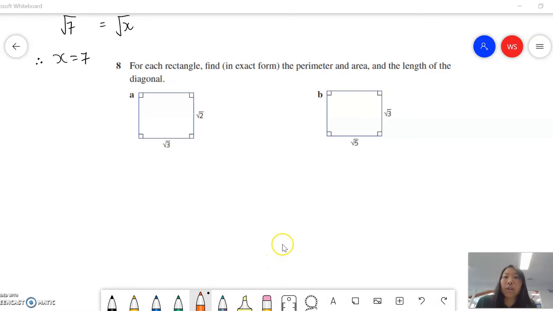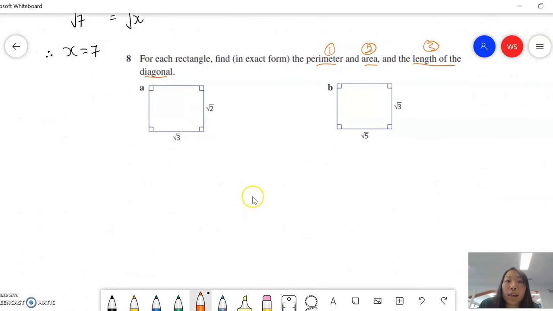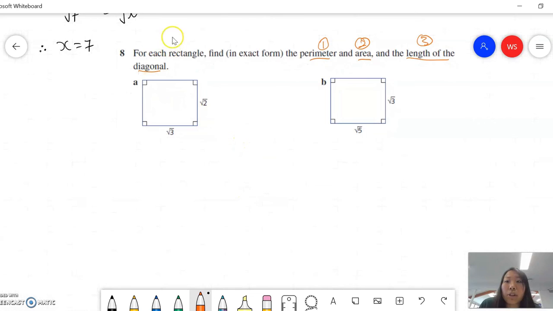Right, question 8. For each rectangle, find in exact form the perimeter, area, and the length of the diagonal. So there are 3 things that you need to find for this question. We'll just do question 8a for the purposes of this illustration. So we have 8a, right?